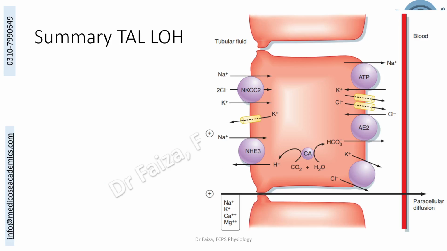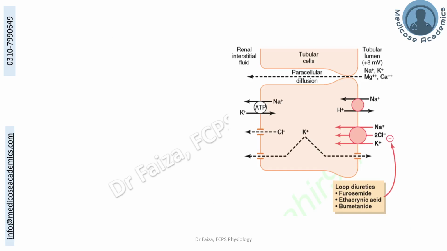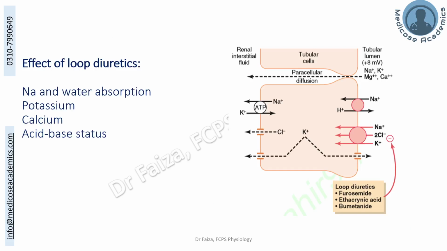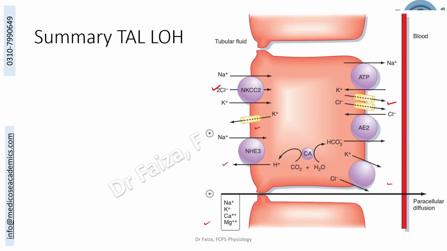Summary of the thick ascending limb of the loop of Henle: most important is the sodium potassium 2 chloride channel, then the potassium leak channels, then the Barttin protein involved with the chloride channel and chloride absorption, the potassium chloride co-transporter, hydrogen secretion via the sodium hydrogen counter transporter, and then the paracellular diffusion of sodium, potassium, calcium, and magnesium. We have seen the effects of loop diuretics. I hope you can also appreciate the impact on the acid-base status after seeing this image, and we will have a detailed discussion in the diuretic section in a separate session as well.